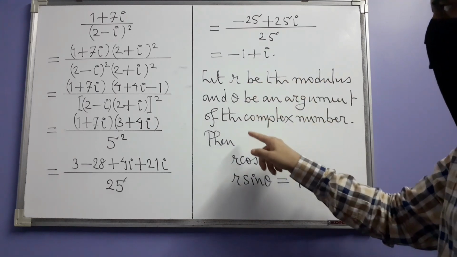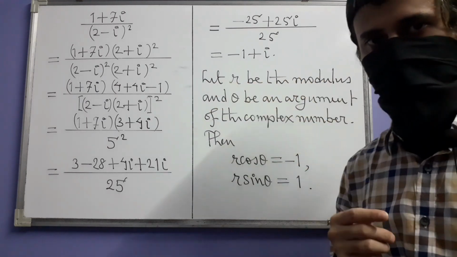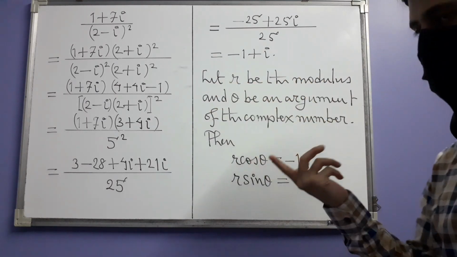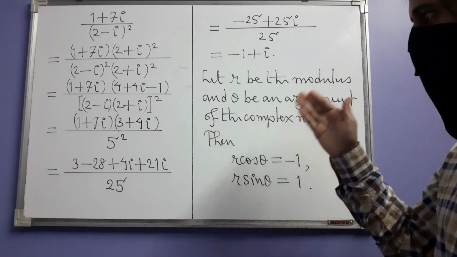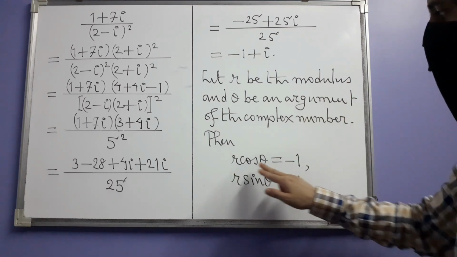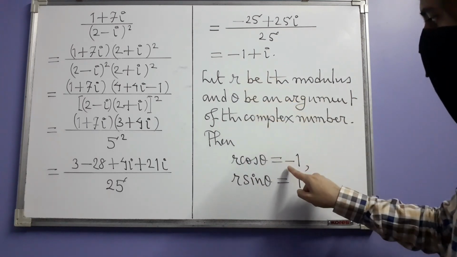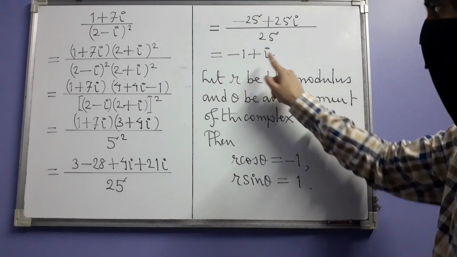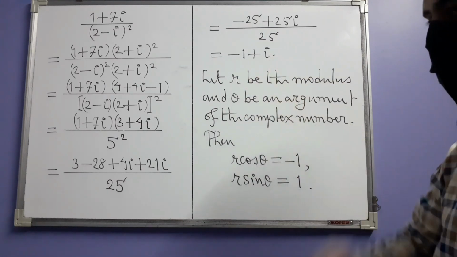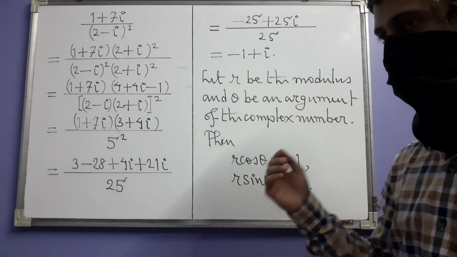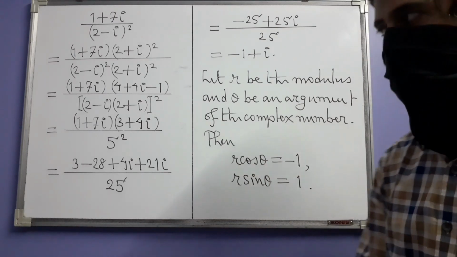Let r be the modulus and theta be an argument of this complex number. Then you know how these quantities are related to the real and imaginary parts like this. r cos theta equals the real part and r sin theta equals the imaginary part of this complex number. And now we need to figure out what r and theta are.